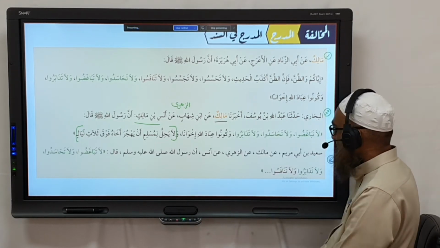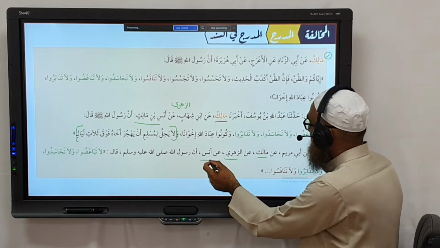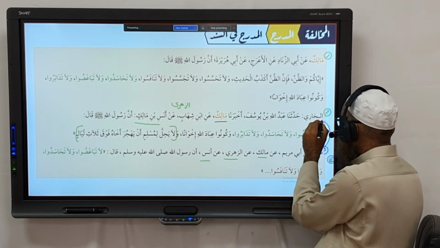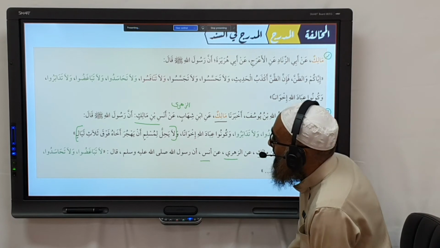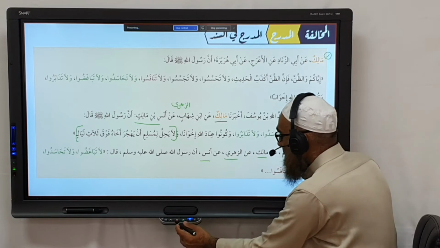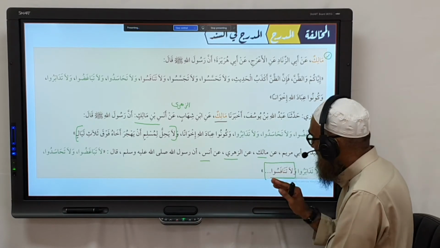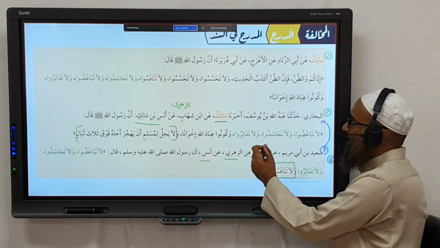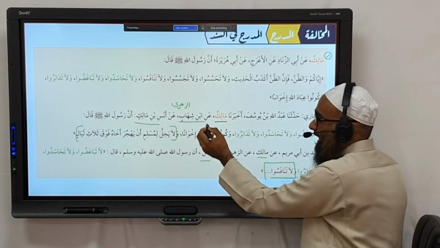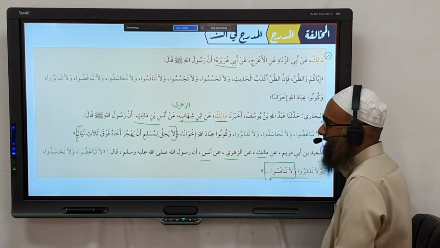Now if you look at the third narration that Khatib has mentioned, it is Malik from Zuhri from Anas. So this chain, number 3, is the same as number 2. But in here you have la tabaghadu, wa la tahasadu, wa la tadabaru, and then we have the word wa la tanafasu. Now the word wa la tanafasu is not actually in this tariq of Malik from Ibn Shihab from Anas ibn Malik. The word tanafasu is in the Abu Hurairah version.